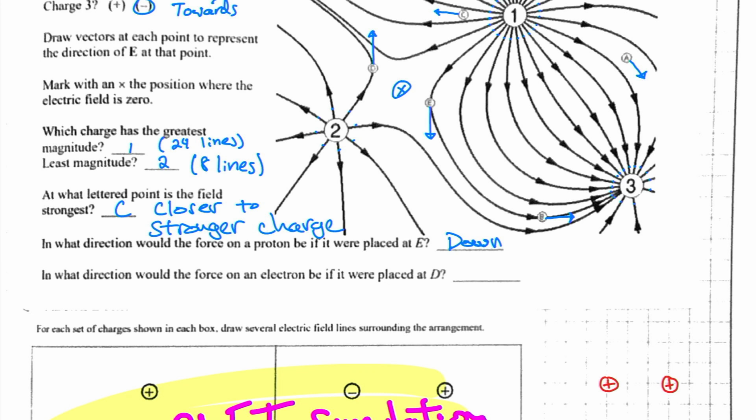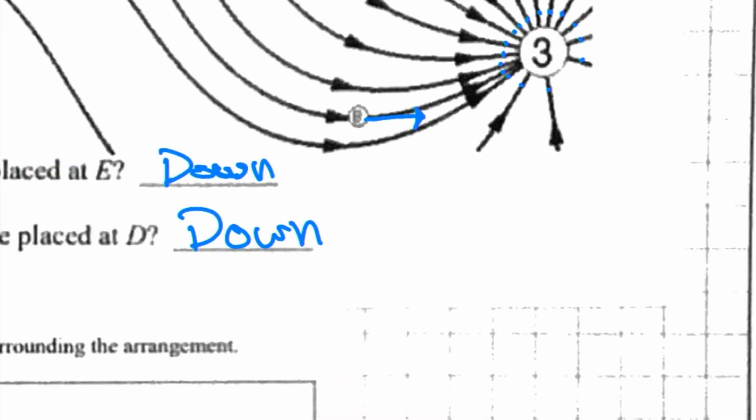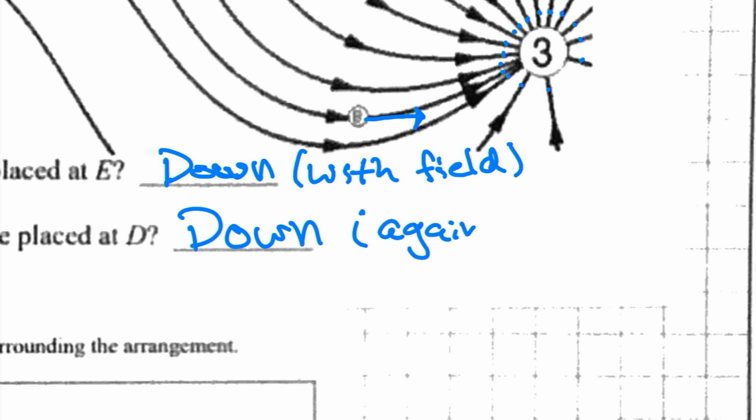Now at point D, which is up here, we have an electron. And an electron goes the opposite direction of the field. So an electron is going to experience a force that is also down. We could say this one is with the field, and this one is against the field. It's a funky F. Field. All right.